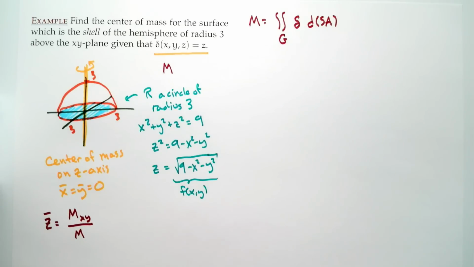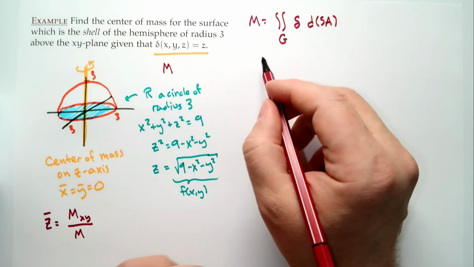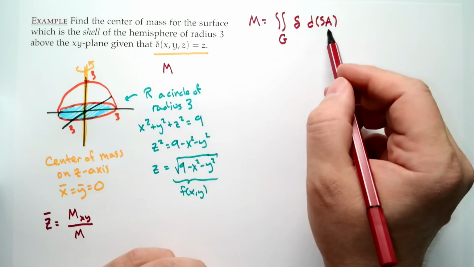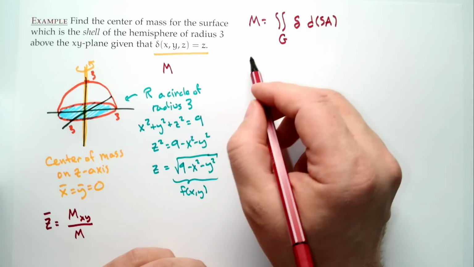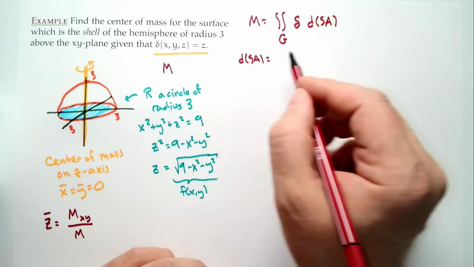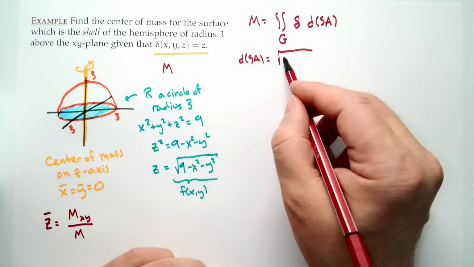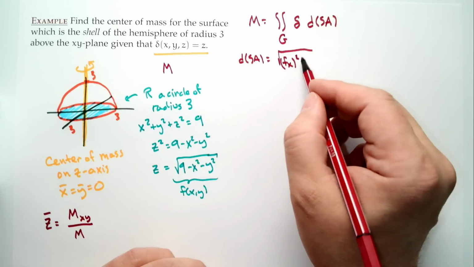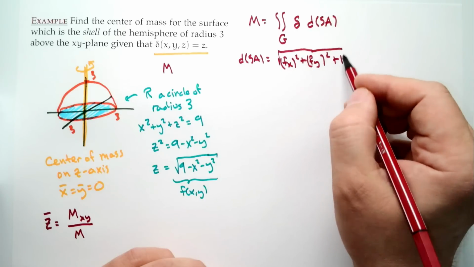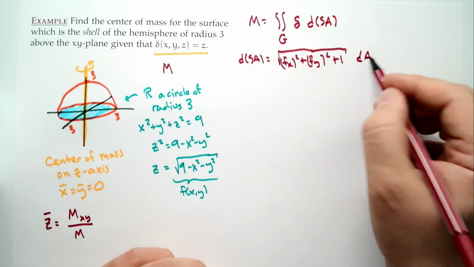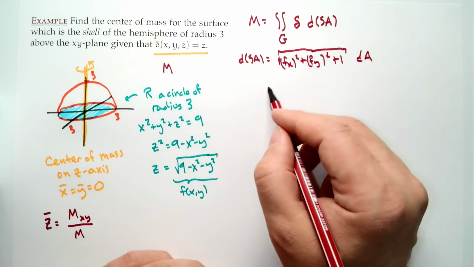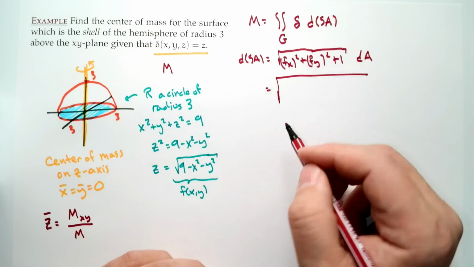All right, well, let's see where we get to. So we need to find our dSA. So let's do some side work here. If I'm looking for dSA, that's going to be the square root of f sub x squared plus f sub y squared plus 1 dA. That's our basic formula.